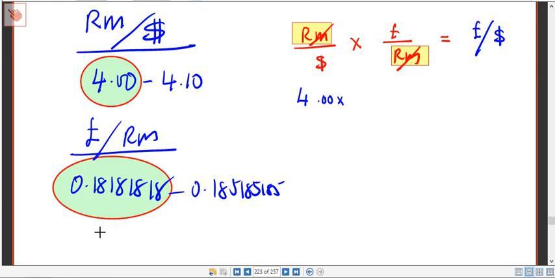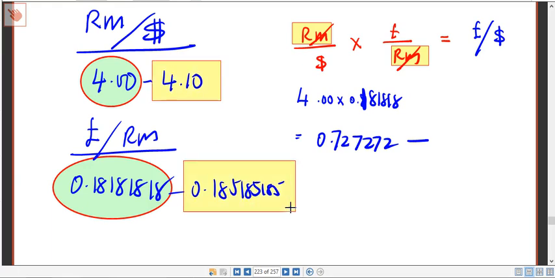Okay? I can show you the proof here. You take 4, you multiply with 0.181818. What do you get? 0.727272. And you take this with this, multiply. Give me a figure. 4.1 multiplied by 0.1851. Come.